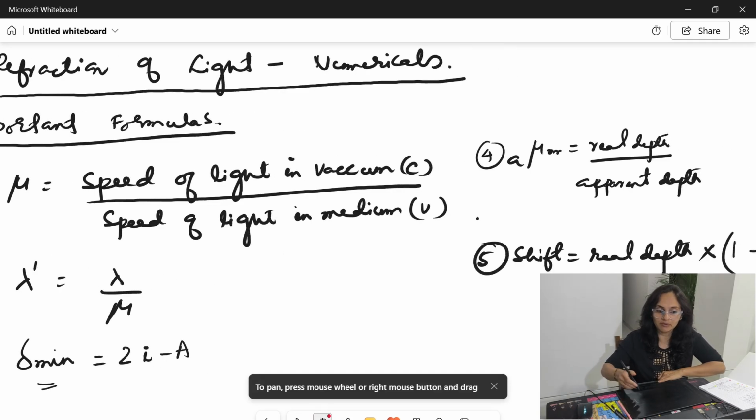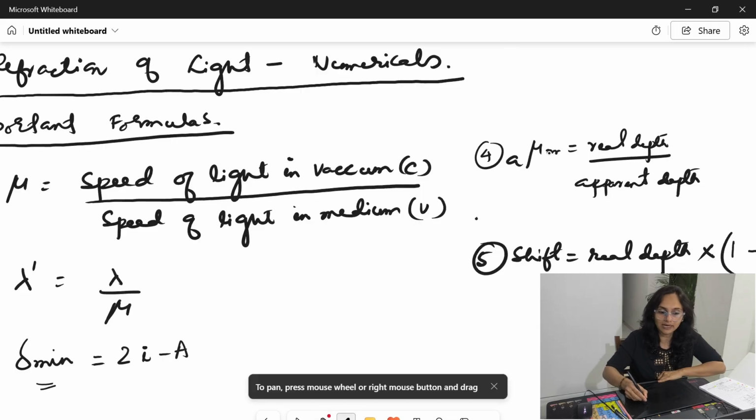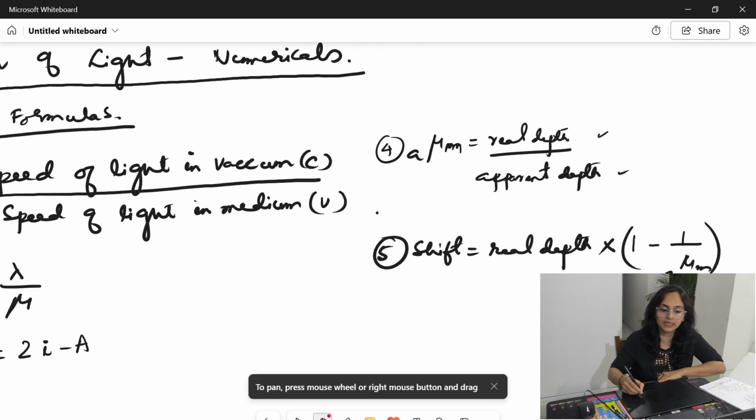The fourth one that we will be using is A mu m, that means mu of the medium with respect to air, is equal to real depth upon apparent depth, and shift is equal to real depth into 1 minus 1 upon A mu m, that means refractive index of the medium with respect to air. So basically with the help of these formulas we will be solving a few questions to understand the different numericals that we get from refraction of light at plane surface, right? Let's start.